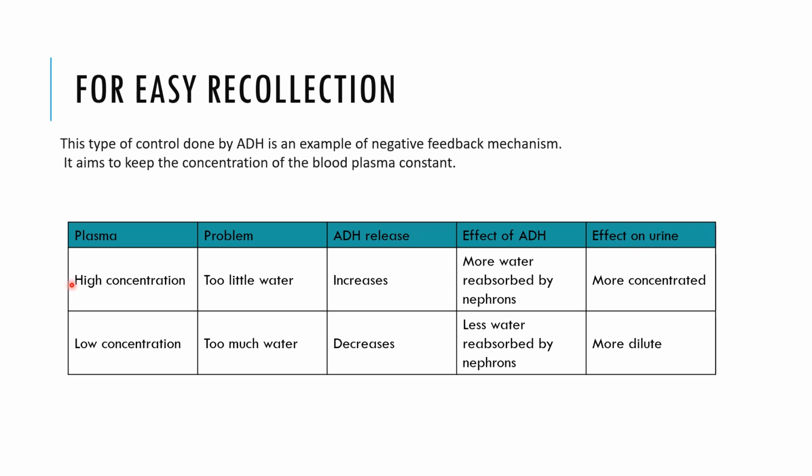concentrated. In case the plasma is dilute, that is, there is low concentration of salt and more concentration of water, at that time the ADH release is decreased, less water is absorbed by nephrons, and the urine becomes more dilute. So this entire thing is actually an example of a negative feedback mechanism. So this helps to maintain the concentration of blood plasma constant.